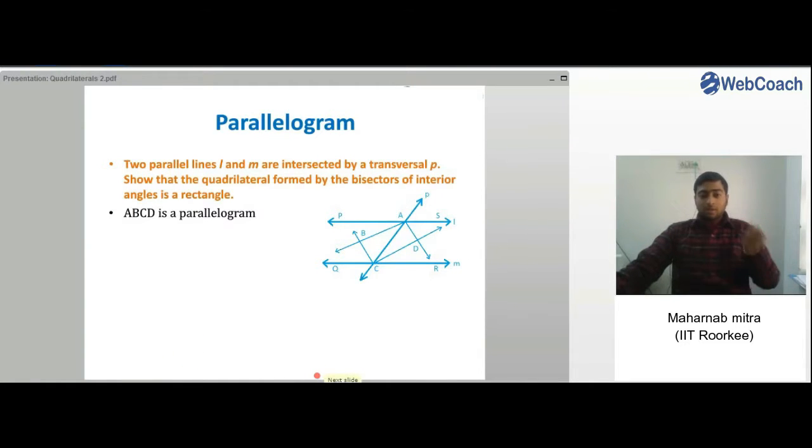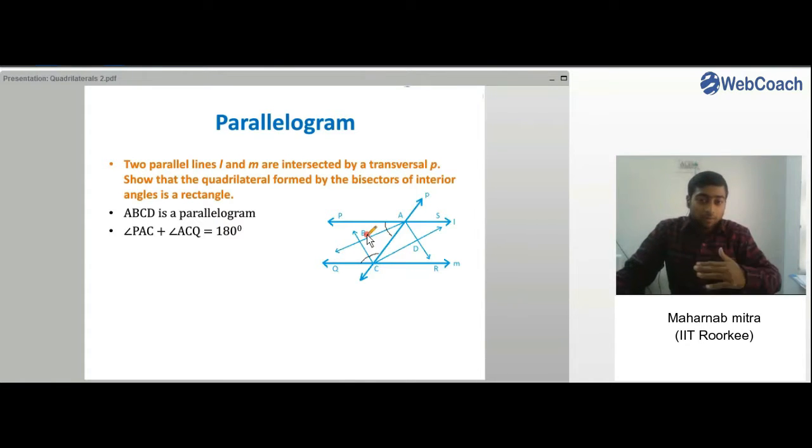So let us find out the measures of angles. Angle PAC, which is this angle, and angle ACQ, which is this angle, add up to 180 degrees. And why is that? Both of them are co-interior angles, right? Where P is the transversal and L is parallel to M. They are on the same side of the transversal, and both of them lie in the interior region of the parallel lines. So both of them add up to 180 degrees.